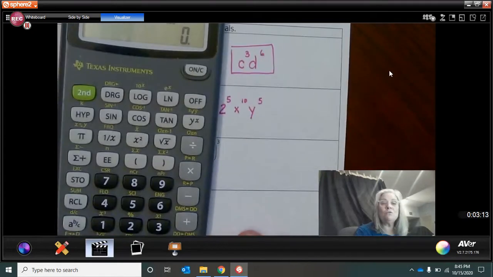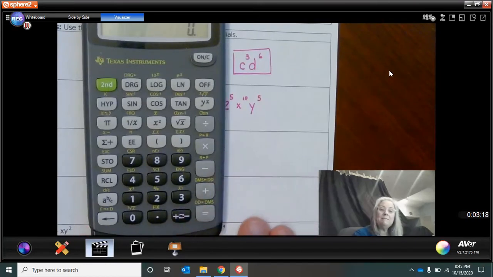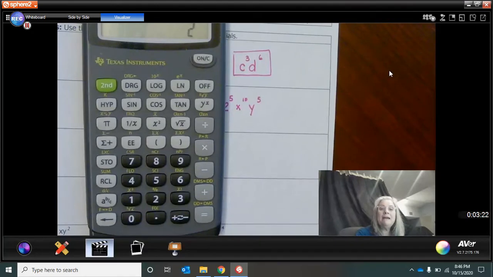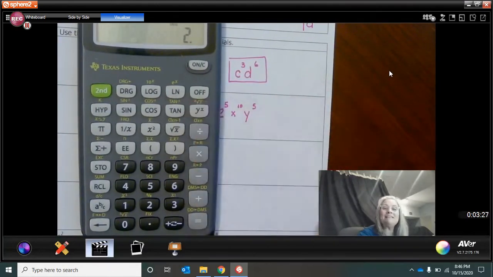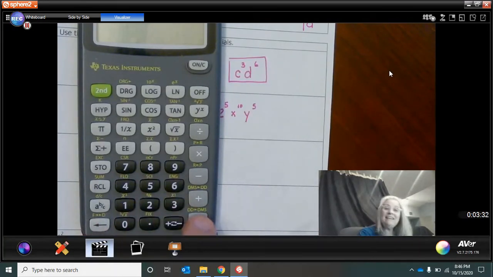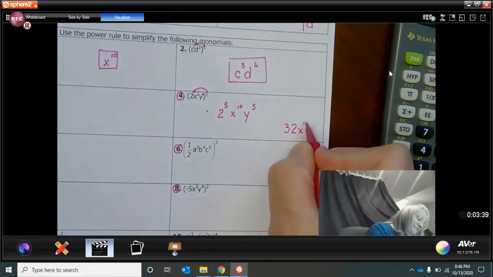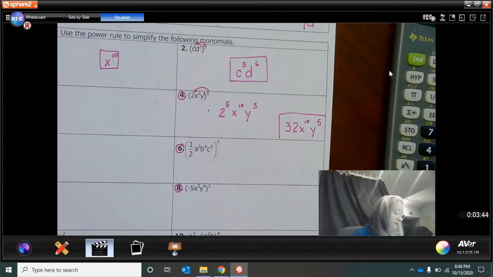And another way that we can do that is in this beautiful tool, and I like to talk about the tool because you'll have the tool on test day for part of the test. So we are going to enter into the tool the base. And then we're going to hit this yx button. Now the y is my base, and that's a 2. And we want it to the 5th power, and we're going to hit equals. And you see that 2 to the 5th power is 32. So our answer is 32x to the 10th y to the 5th. We'll do the calculator again so you can see those buttons again.